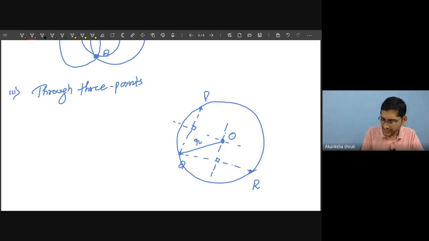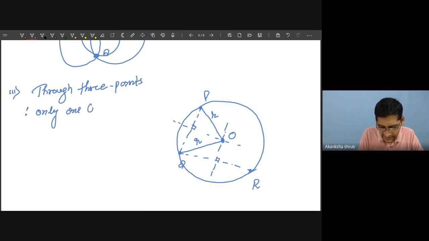And taking O to Q or even O to P, this will also be your radius. Or even O to R, that will be the third radius. So all these radii will be the same because all these points become equidistant. So only one circle. This is asked in MCQ. So only one circle.